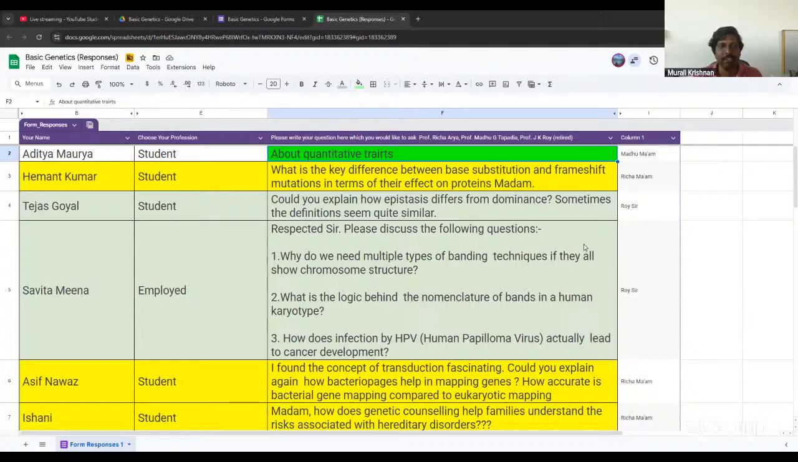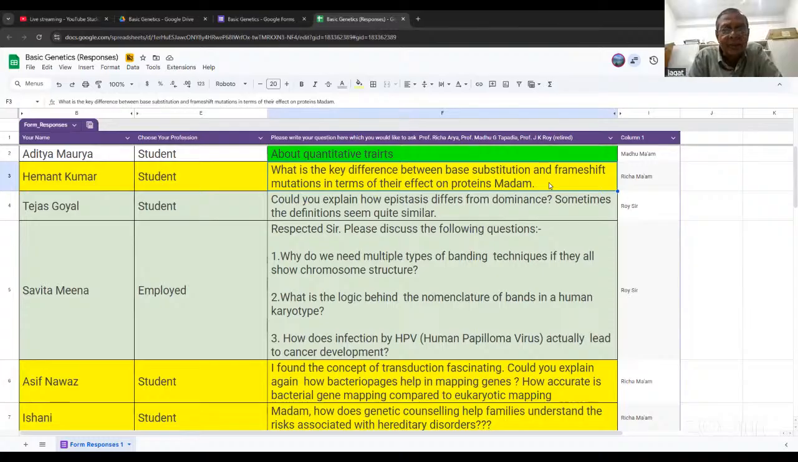First, we are going to address the queries raised via Google form. A student named Hemant Kumar has posted a query. The query is, what is the key difference between base substitution and frame shift mutations in terms of their effect on proteins?